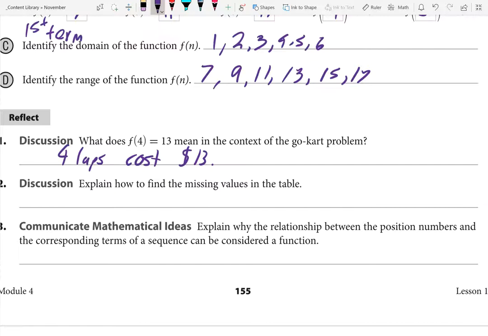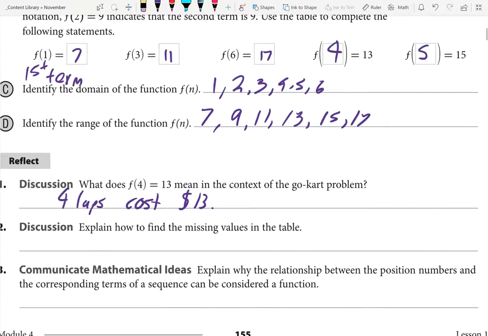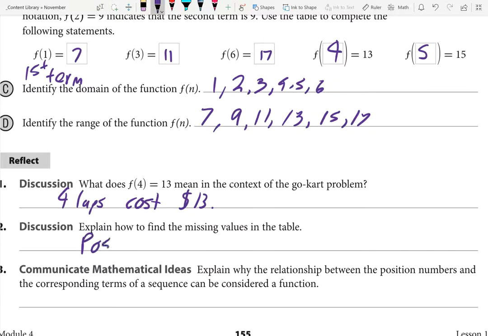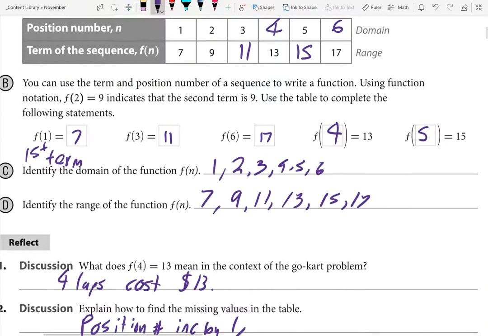All right, explain how to find the missing values in the table. Well, we noticed that the term, what did they call it up here? The position number, okay, so position number was increasing by 1. And then, so that was the position number.